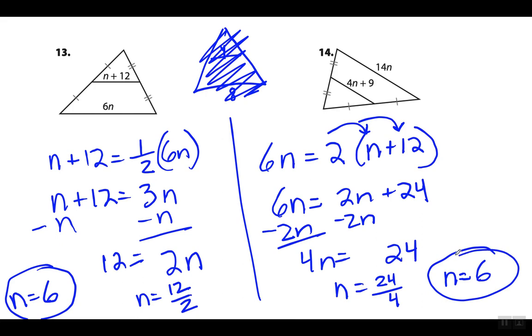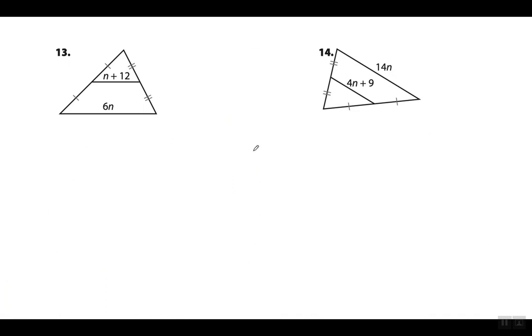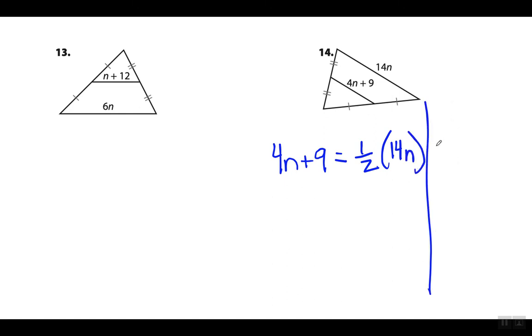All right, and last one, number 14. Oh, didn't mean to do that. All right, hit the wrong button. Okay, anyways. So number 14, I could either write 4n plus 9 equals half of 14n. Or I could write 14n equals 2 times 4n plus 9. So if I do it this way, half of 14n is 7n.